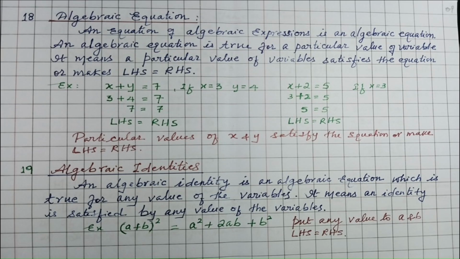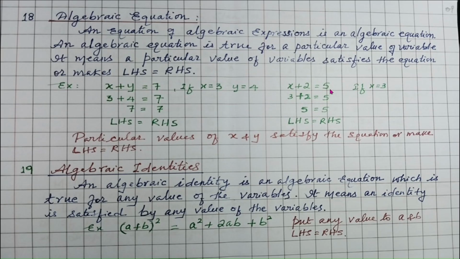Let us understand this with an example. This is an algebraic equation. It's a linear equation in two variables, x plus y equal to 7. Now if I put x equal to 3 and y equal to 4, then 3 plus 4 is equal to 7, 7 is equal to 7, LHS is equal to RHS. Therefore, the particular values x equal to 3 and y equal to 4 satisfy this equation, or make LHS equal to RHS. Therefore, x equal to 3, y equal to 4 are the only solutions which satisfy this equation.